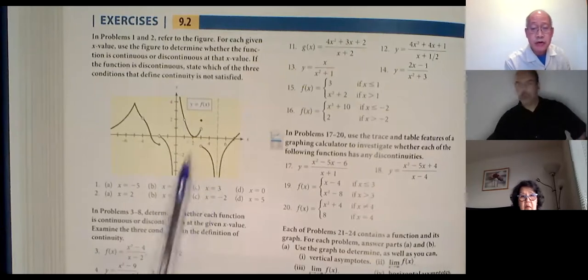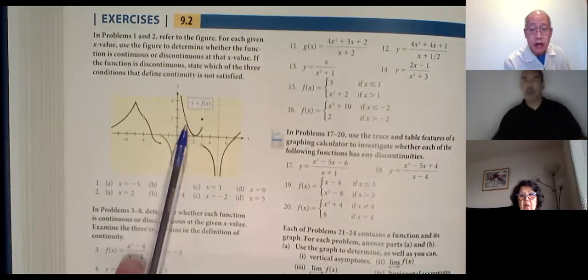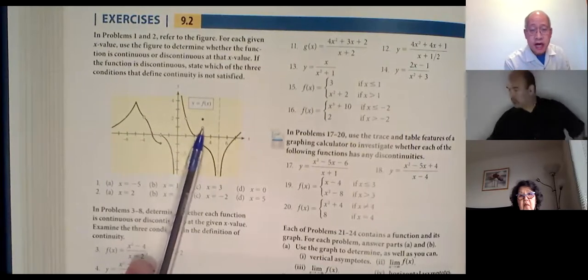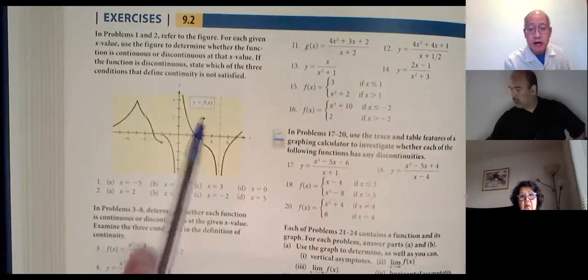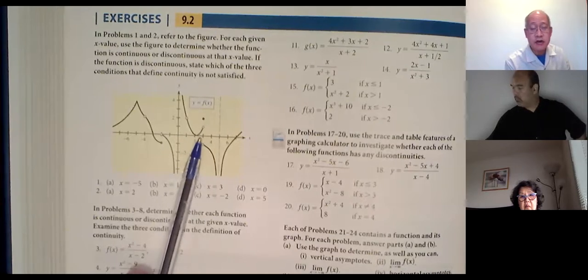Okay, x equals 3. Definitely discontinuous, right? If I'm graphing it, I have to stop, pick up my pen and draw a dot there, and then pick up my pen again just to keep going here. So 1C is discontinuous, or not continuous.